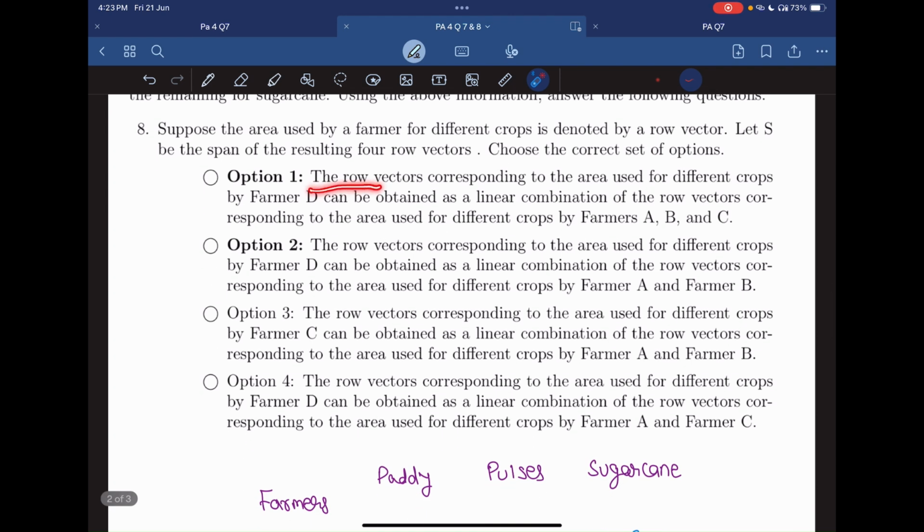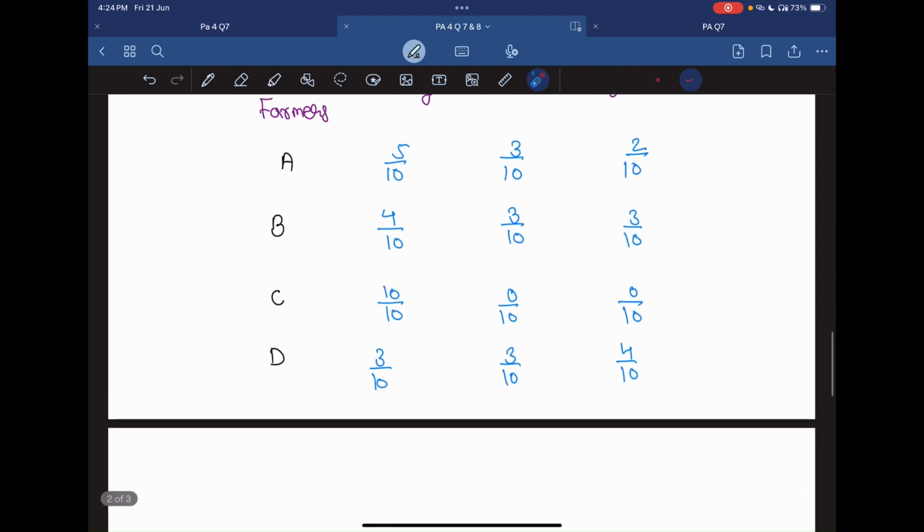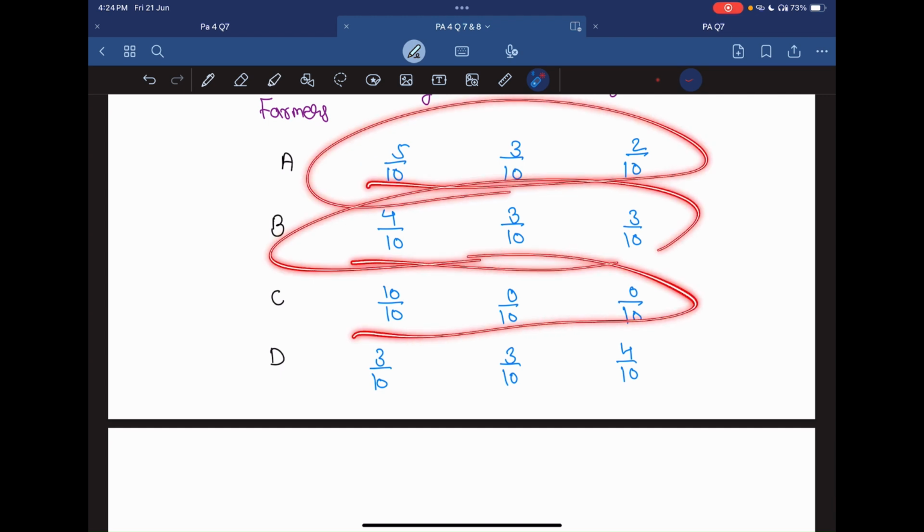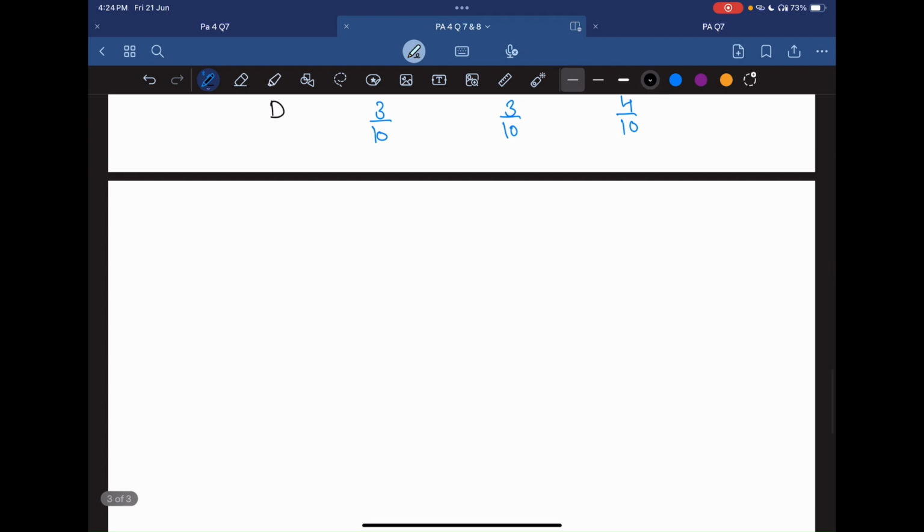Option 1. The row vector corresponding to the area used for different crops by farmer D can be obtained as a linear combination of the row vectors corresponding to the area used for different crops by farmer A, B, and C. So that means we can write this vector as some linear combination of these 3 vectors A, B, C. So let's check. Option 1 is telling that D is some linear combination alpha A plus beta B plus gamma C.